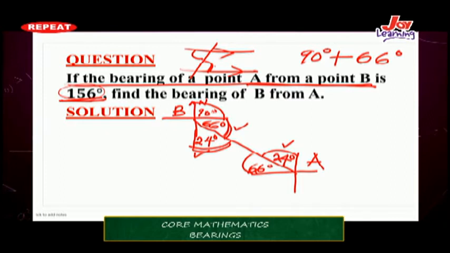Okay. I've drawn the diagram. I've checked all my alternate angles. Now, find the bearing of B from A. How will you find the bearing of B from A? So the first statement is cancelled. I will not go there again. Now I'm using the diagram to find the bearing of B from A.